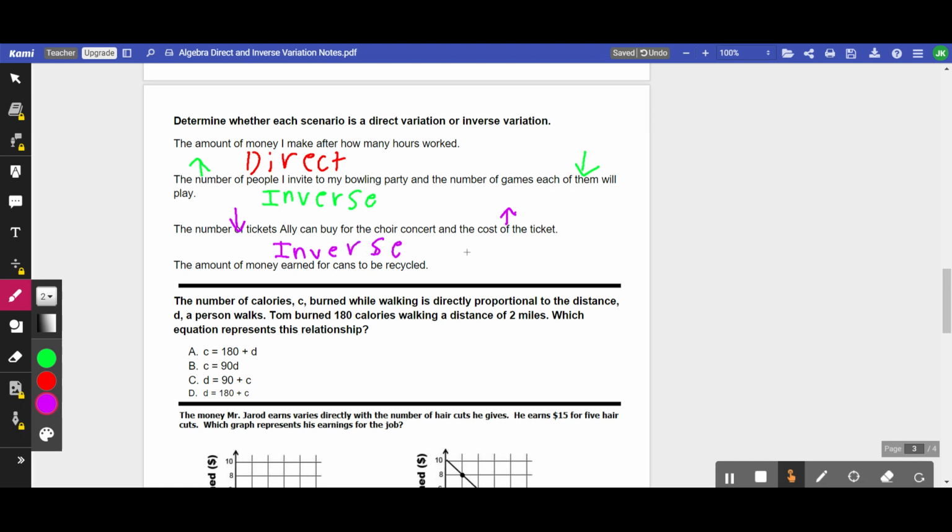And then the amount of money earned for the cans recycled here. So for this one, the more you collect, oh, this should be here first. The more you collect for your recycling, the more money you'll earn for that. So this will be direct then, kind of like the first one.